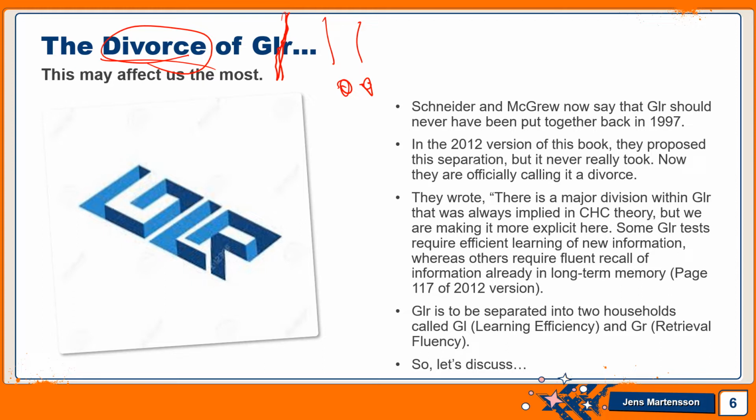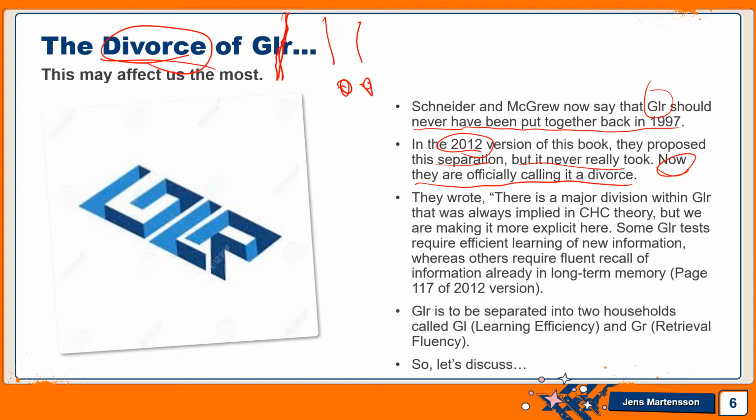So Schneider and McGrew now say that Glr should never have been put together in the first place. There is a part in this chapter that talks about why that never should have been, but I'm not going to go into it. You can read it. In the 2012 version, which is the 3rd edition of this book, they proposed the separation, but it just never really took. For whatever reason, it never really became official. They weren't sure. But now they are officially calling it a divorce. So they've signed the divorce papers and they are living in 2 separate households.